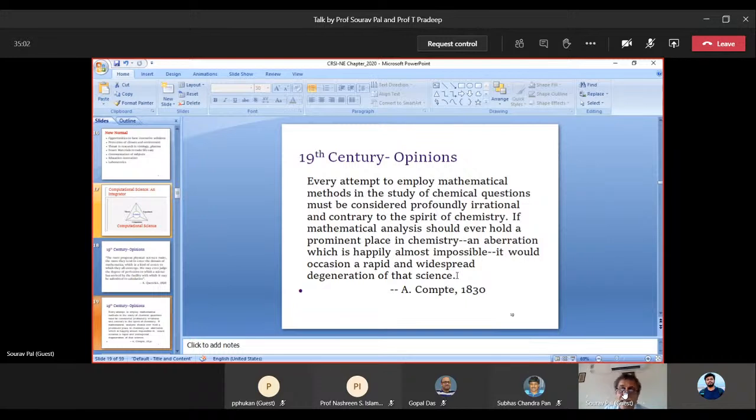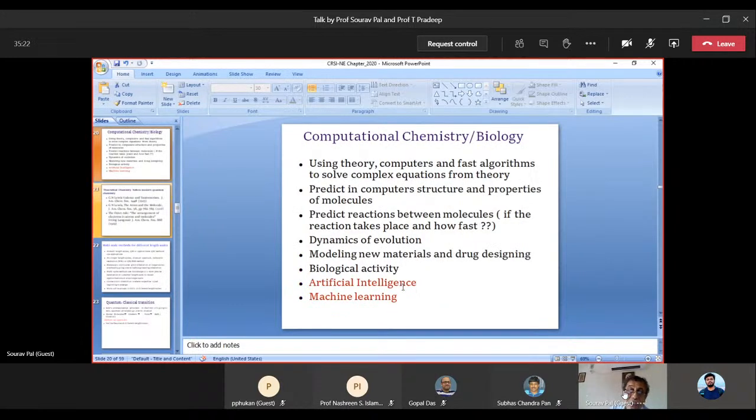Attempts to employ mathematical methods is irrational. And I can tell you how wrong this particular statement is. Unfortunately, many chemists suffered from the same dogma long after this statement was made. And I think that has been one of the major problems of chemistry. But today, we know that is not true.